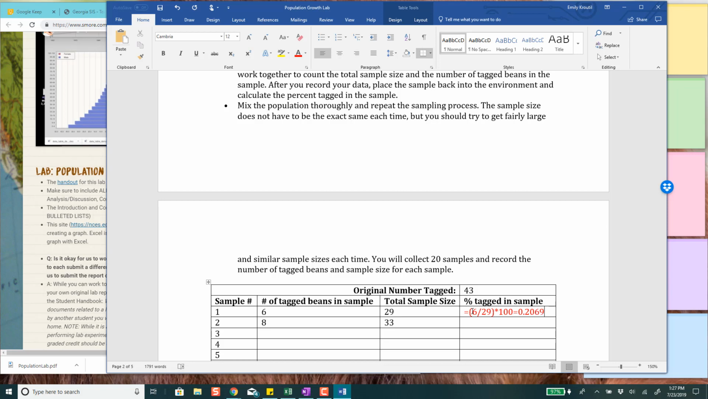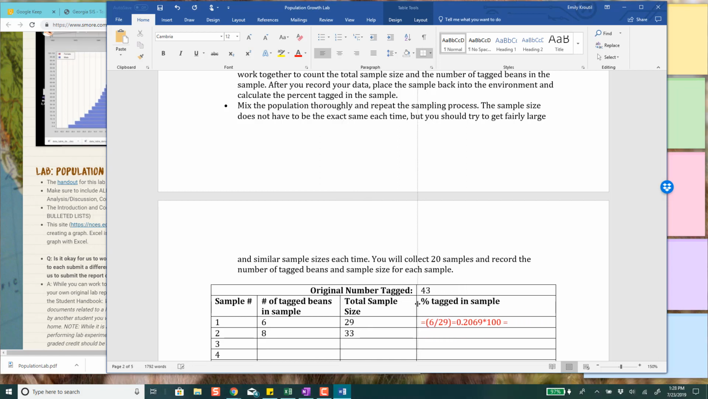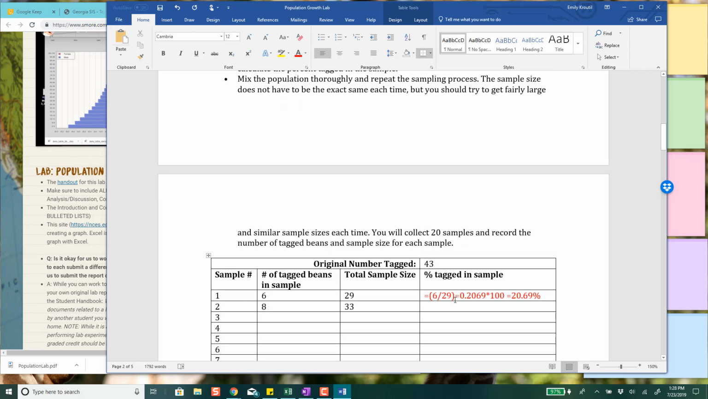Then when we multiply that by 100, let me write it like this, I think it will make more sense. I'll just move this chart a little bit so we've got more room here. When I multiply that by 100, we get 20.69. So that's the percent of beans tagged. You can do the same thing for this next one.